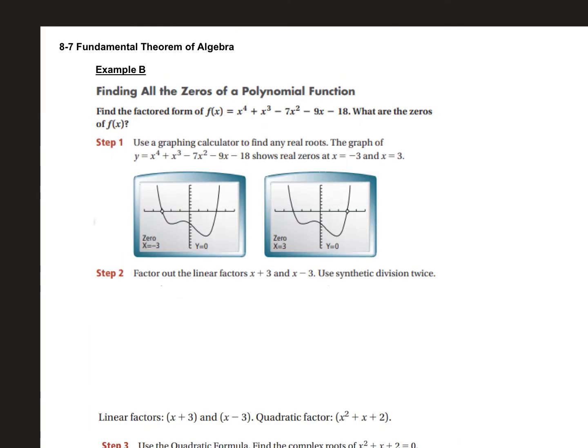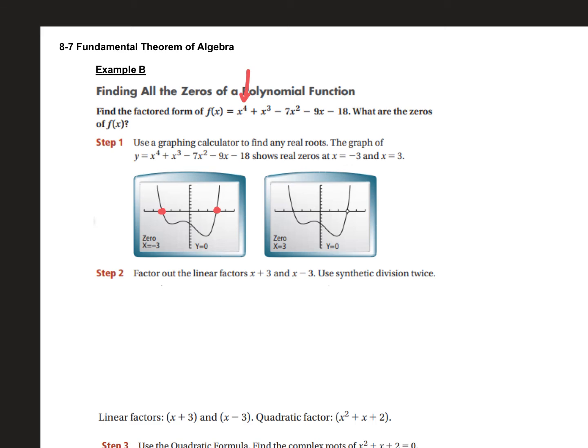So in this part of example B, we're trying to find the zeros of this quartic polynomial. It says find the factored form, and then it says what are the zeros of f of x. What they used was a graphing calculator. I want you to take 60 seconds to observe and look at both graphs. You notice that we have zeros right there and we have a 0 right there. So automatically we know that there are going to be 4 roots or 4 zeros, and we already have 2 of them.